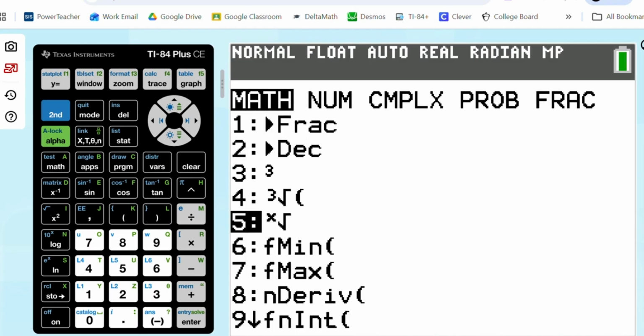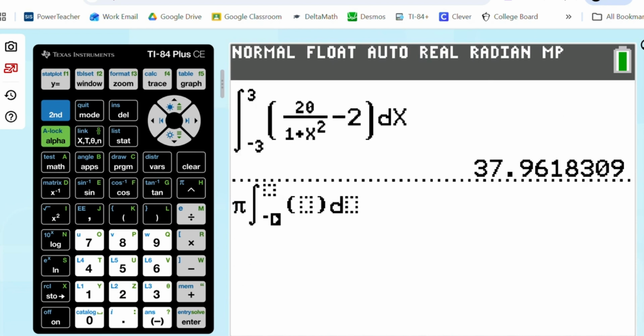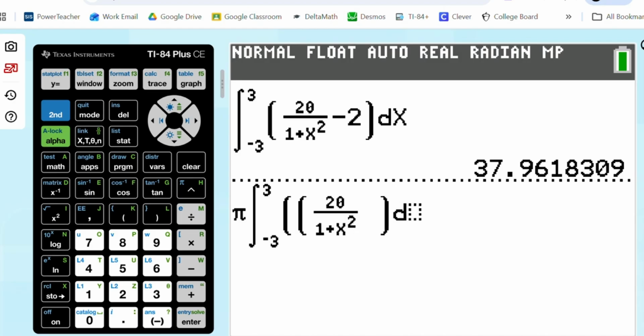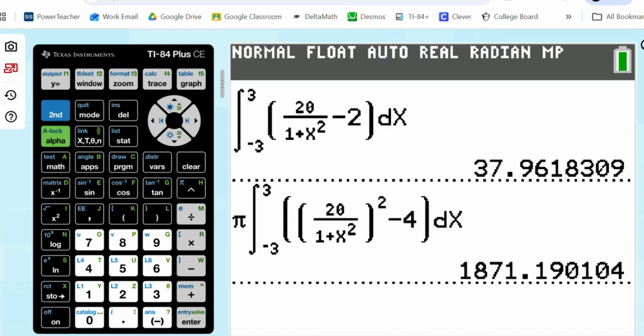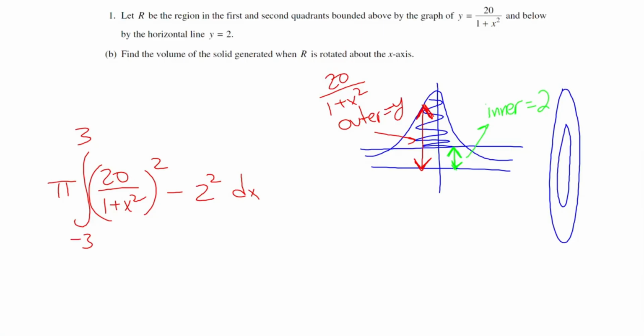And then we're going to hit math, option 9. Again, you can just scroll down to the 9, or you can just hit 9. We're going to integrate from -3 to 3. This time we want to put this first function, 20 over 1 plus x squared, into parentheses so that I can then square it, because it's that radius squared, and then minus 2 squared, or minus 4, dx. And it looks like we get 1,871.190.